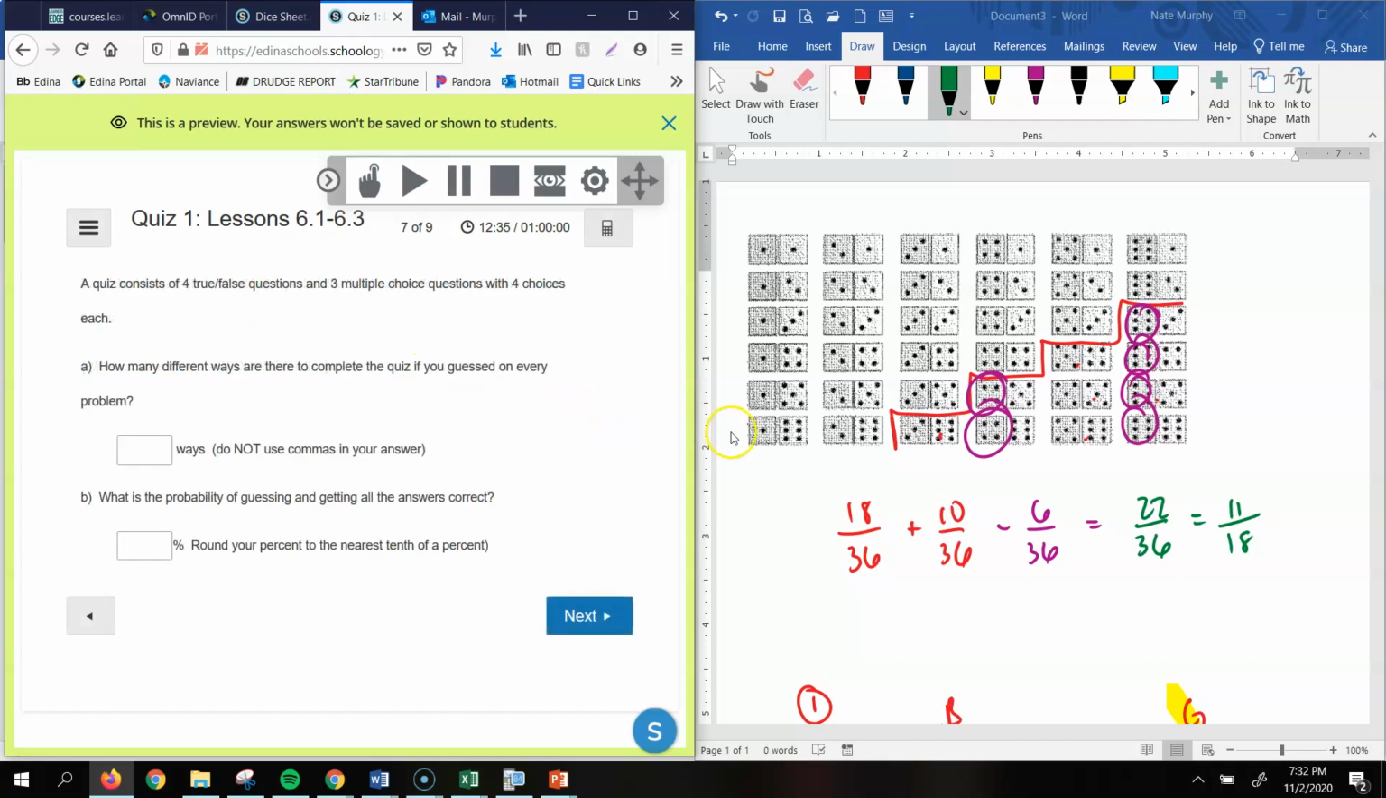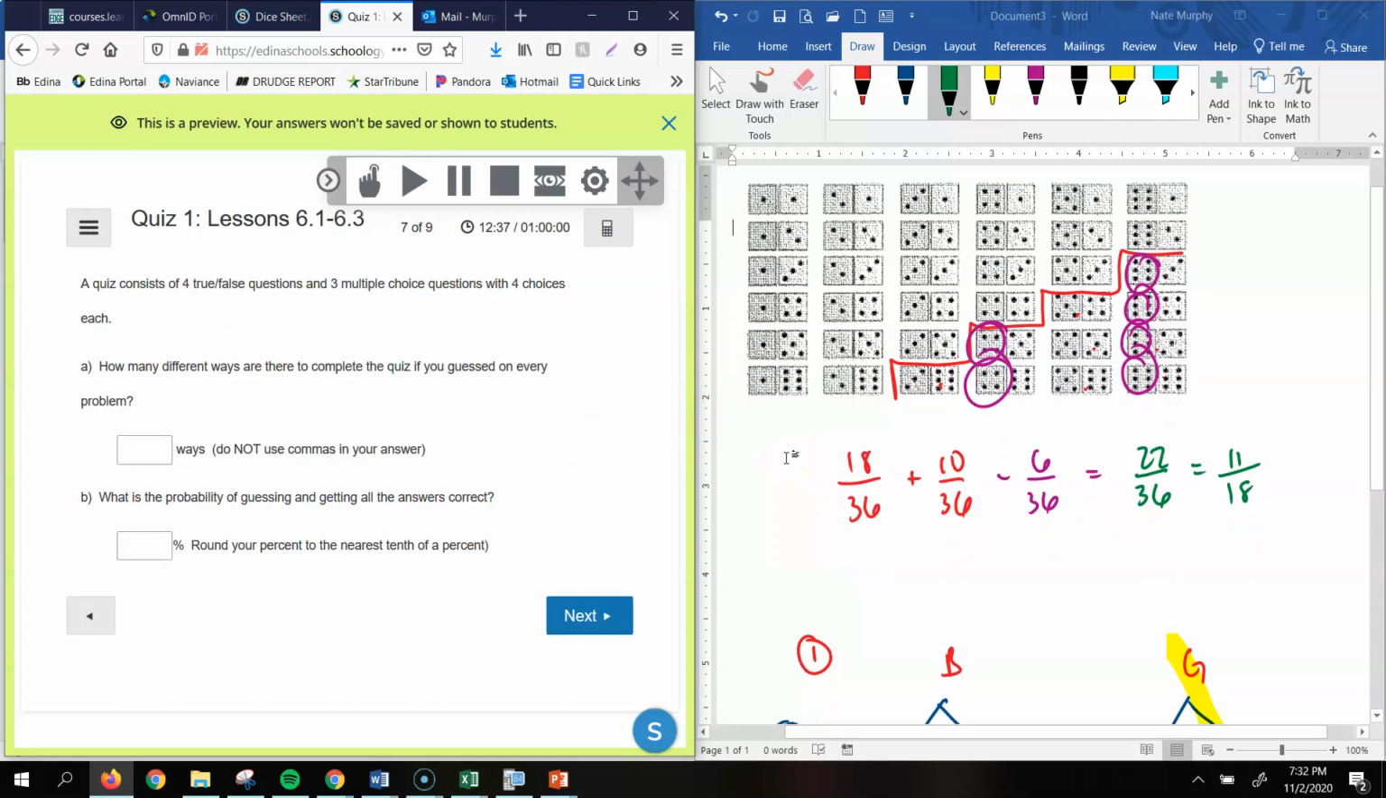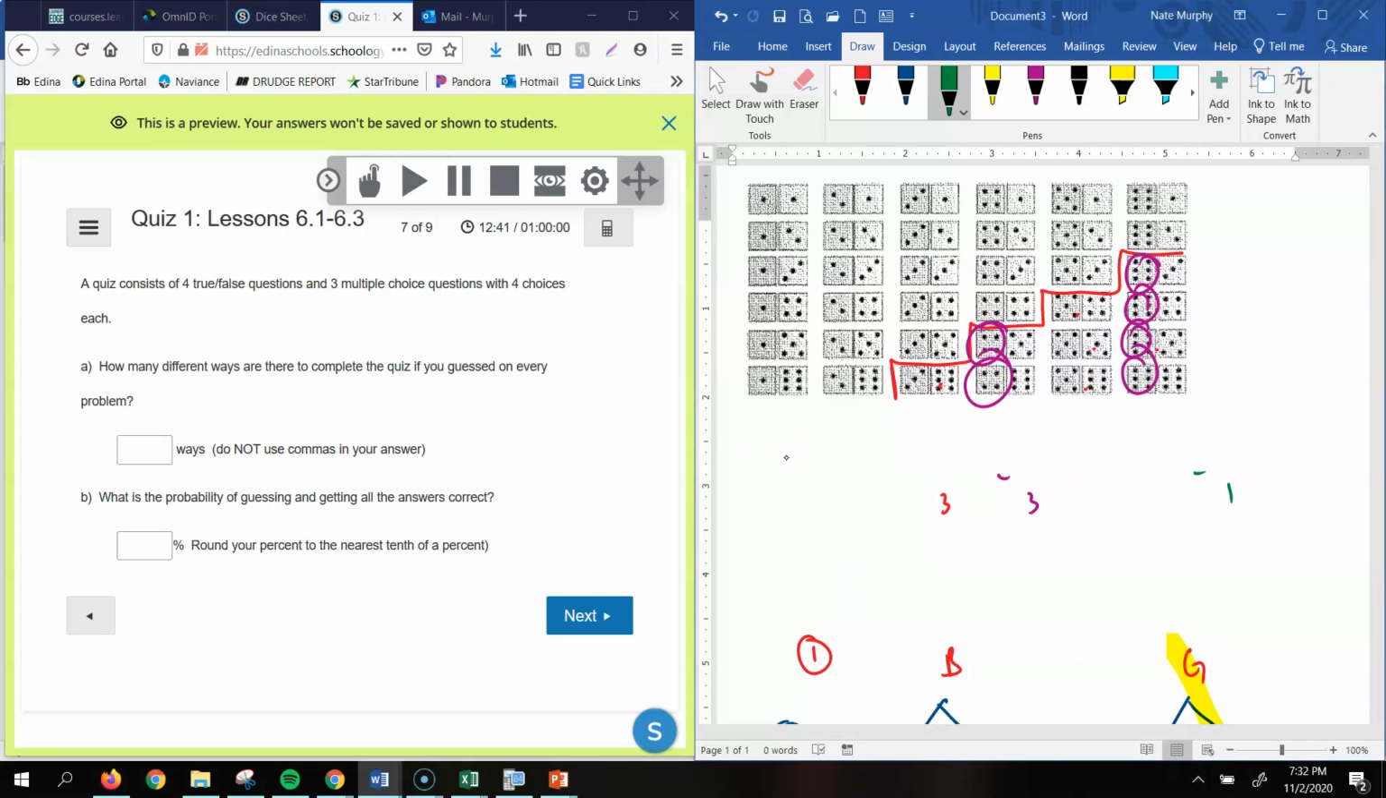Okay, let's look at number 7. Here it says, a quiz consists of 4 true or false questions and 3 multiple choice questions with 4 choices each. How many different ways are there to complete the quiz if you guess at every problem? First off, we want to figure out how many different ways there are to complete this test. There are 4 true or false questions, each with 2 choices. So here's one way we could do it.